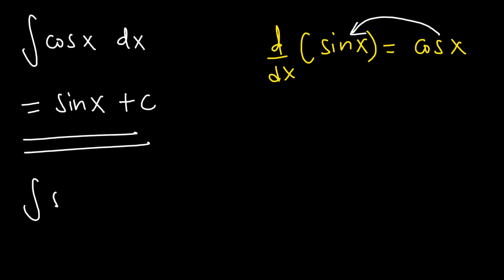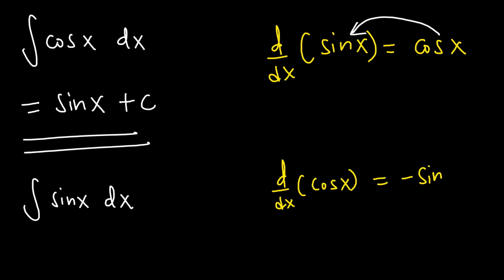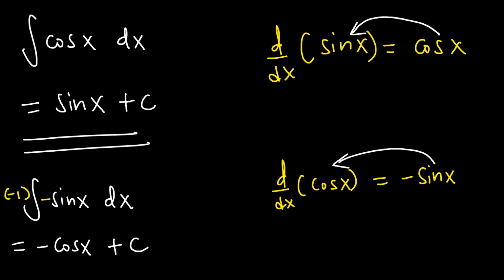Now what about the integral of sine x dx? We know that when we differentiate the cosine of x, we get negative sine x. Therefore, when you integrate this, you should get cosine x. But in our case, we have positive sine x. So what we shall do, we shall introduce a negative and then multiply the integral by negative 1 so that nothing is changed. And so this will be equal to negative, when we integrate negative sine x, we get cosine x plus c.